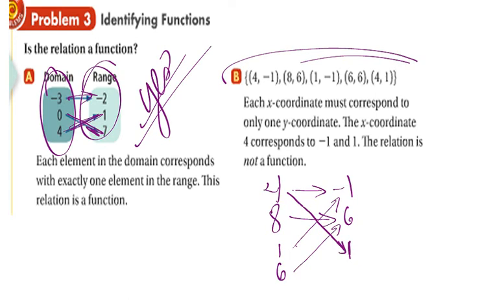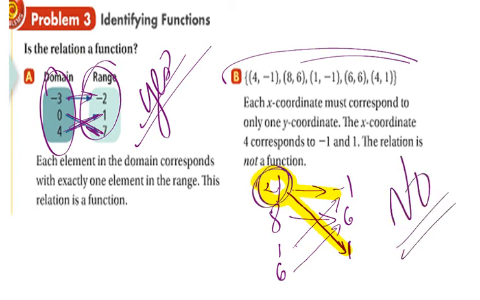Well, we were good until we did this last 4. See how 4 goes to 2 different places? We have 1 input going to 2 outputs. Then we say, no, this is not a function because you have 1 input going to 2 outputs. It has to be 1 to 1, not 1 to 2.